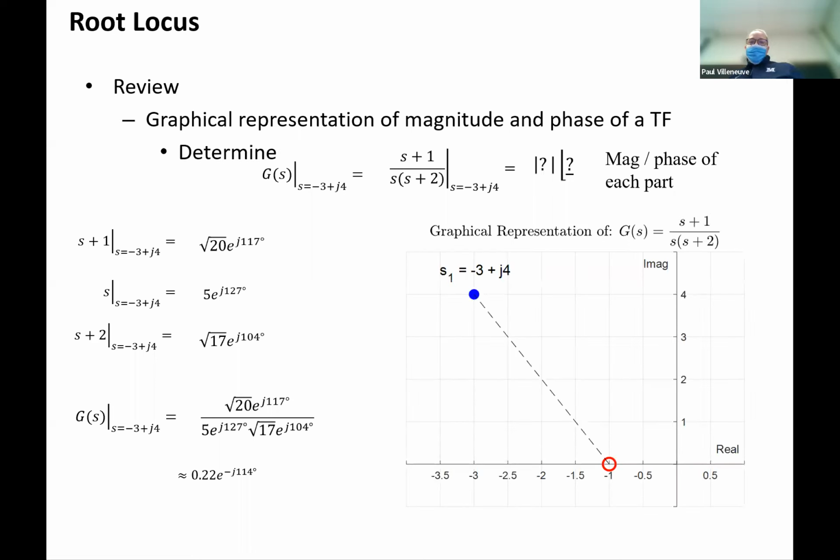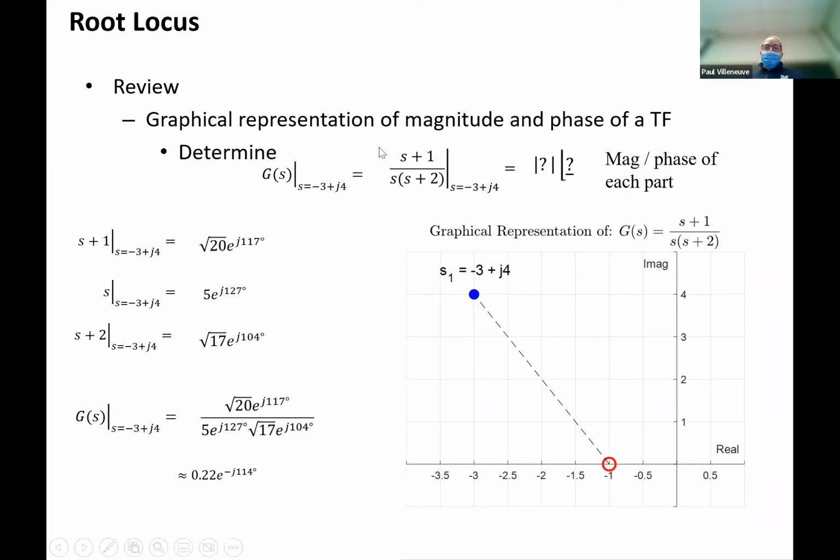So here's our graphical representation. I want to determine S equals -3 plus j4. Here's the G of S, here's our closed loop transfer function. So we plug in S equals -3 plus j4. Every point we see an S, so this gets to be a lot of work. We're going to plug in S equals -3 plus j4 for this numerator term, and we're going to end up with a magnitude and an angle. This is just written using Euler's identity, but you could have said square root of 20 at an angle of 117. That would have been fine.